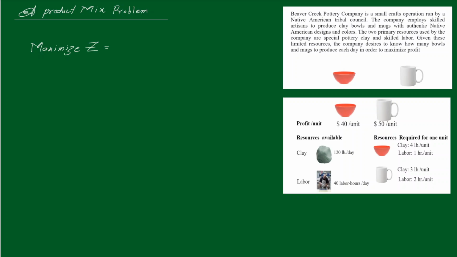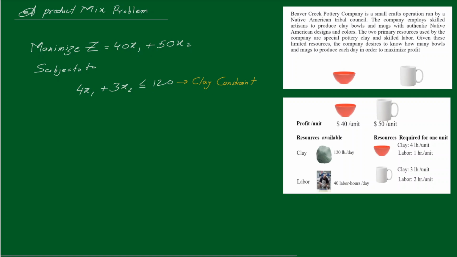z, that is the objective function, 40x1 plus 50x2 subject to. So now we have 2 types of constraint: labor constraint and clay constraint. So let's write the clay constraint first. Then we have the labor constraint. We can also write the labor constraint here.